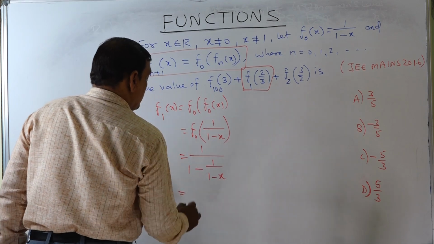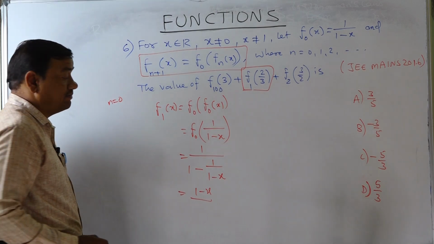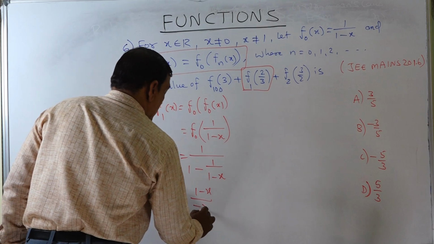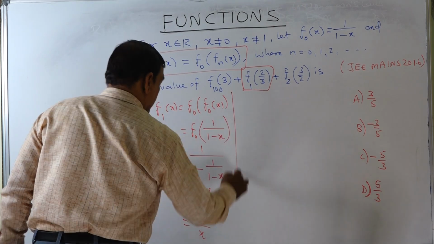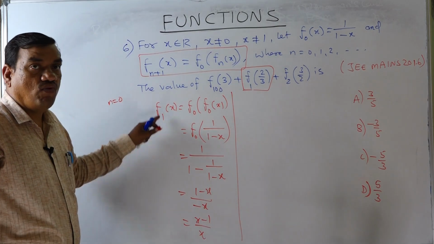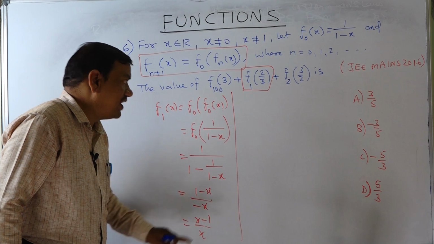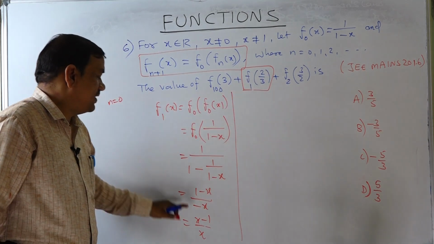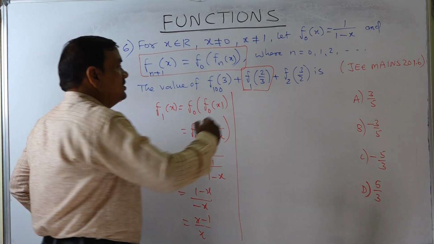So taking the LCM, in the numerator we will get 1 minus x, minus will get plus 1, minus will cancel, minus x. So you can write x minus 1 upon x. So f1 of x is x minus 1 upon x, we got that. From this we can find f1 of 2 by 3. Wherever x is there you can put 2 by 3. This is over.